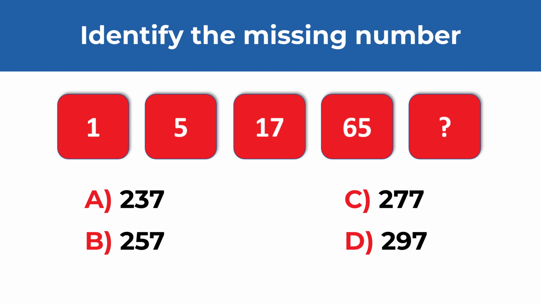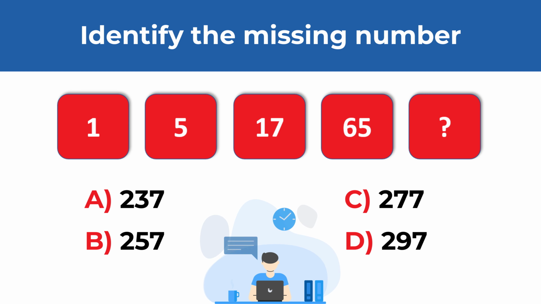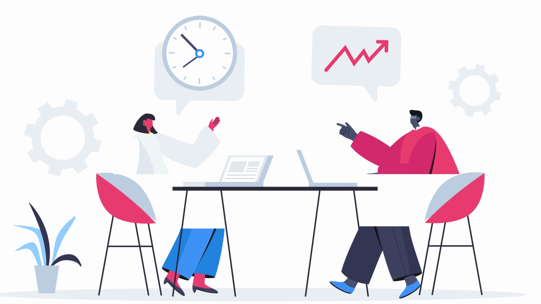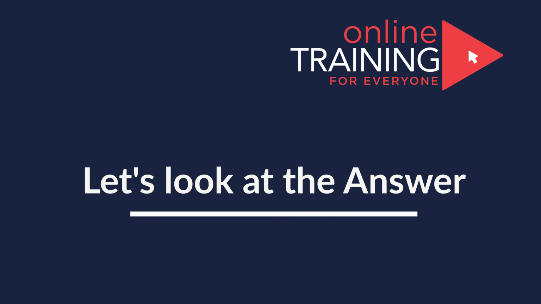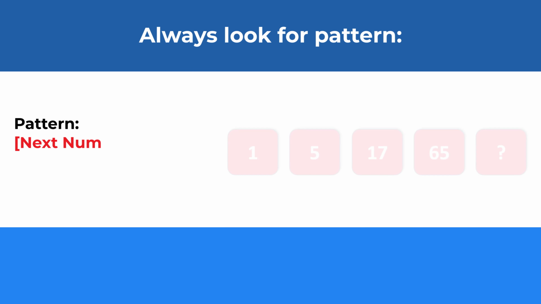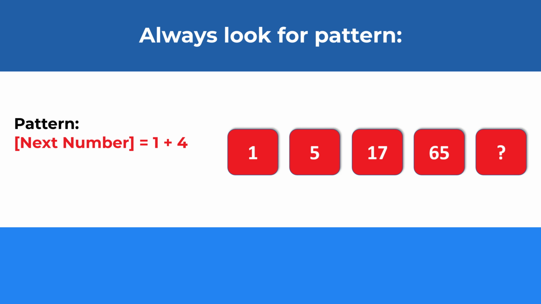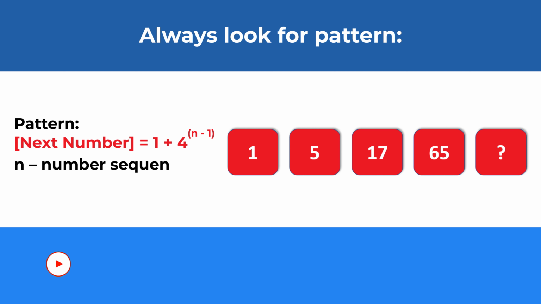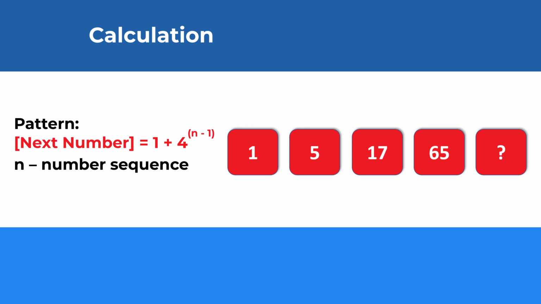Do you see the answer? Give yourself a little bit of time. Maybe pause this video to see if you can come up with the solution. Ready or not, let's move forward and look at the final answer. To solve these types of problems, my advice to you, always look for patterns. And the pattern here is that the next number is calculated as 1 plus 4 to the power of (n minus 1). And here is the number sequence. So let's look at the calculation of numbers in this particular series.